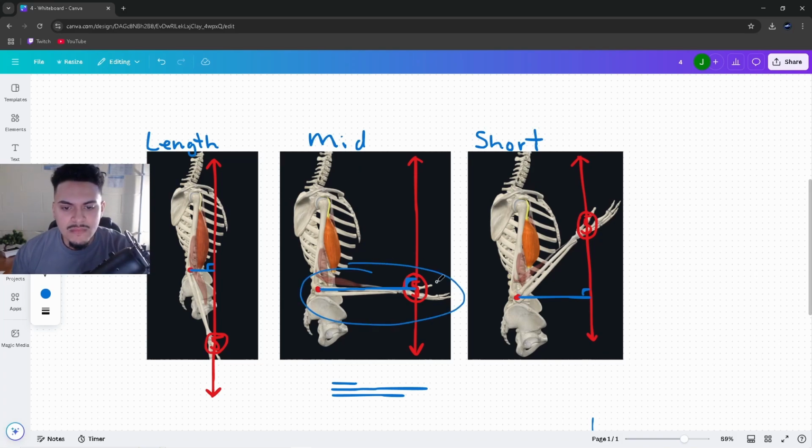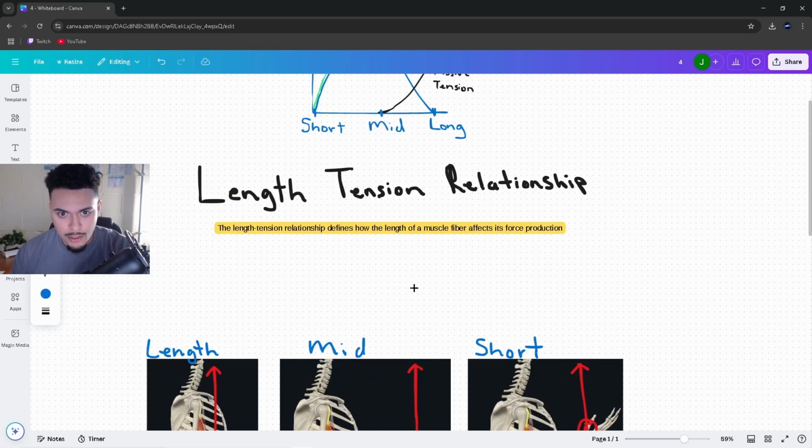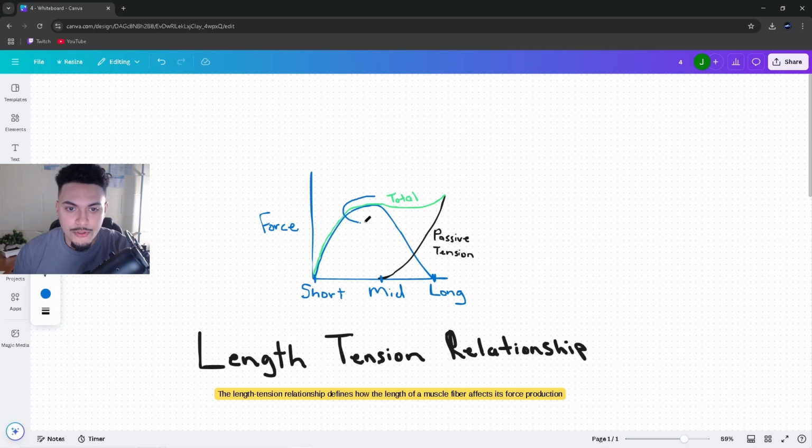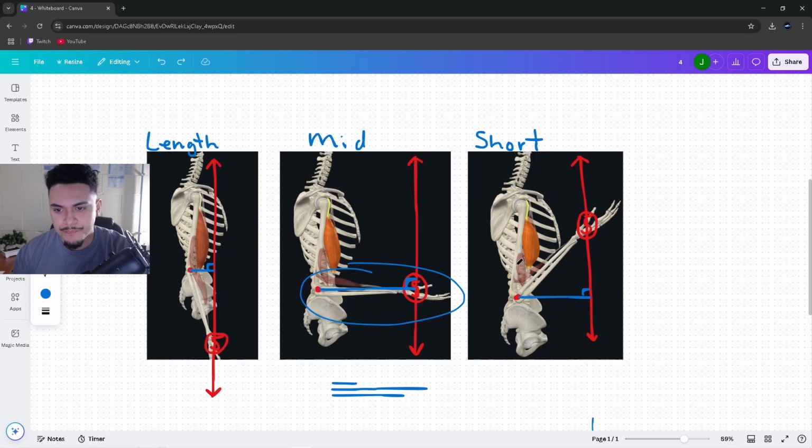Now, if we look at the mid-range here, does this match what our biceps are capable of doing physiologically? Yes, it does. The moment arm is the largest here, and we are capable of producing the most amount of force here in this mid-range. So that absolutely matches up.